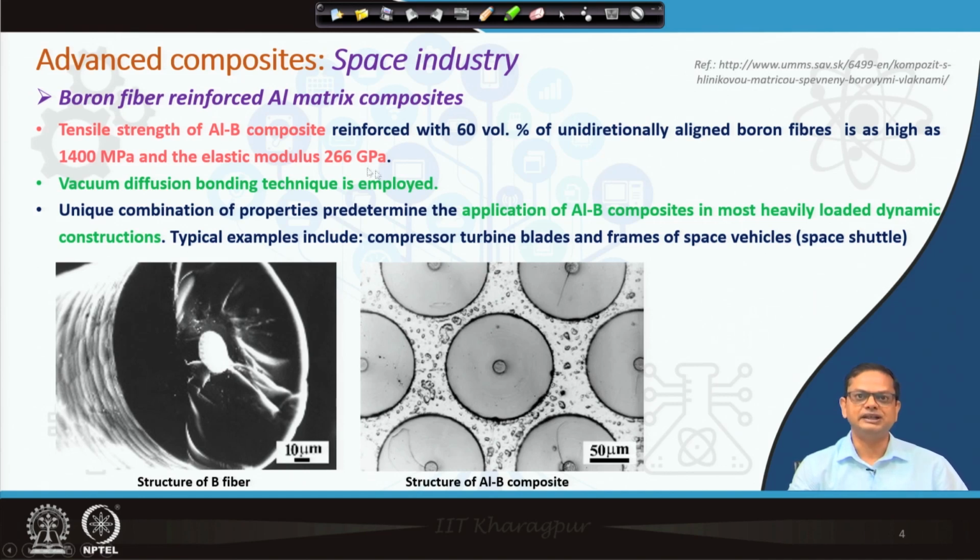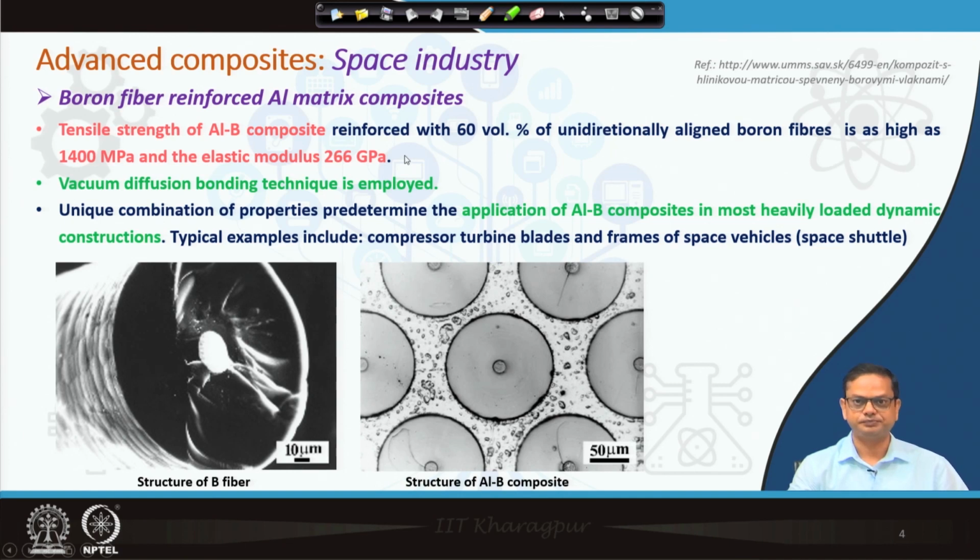You can see what kind of mechanical property we achieve once you reinforce aluminum with boron. What is the modulus of aluminum? In the range of 70 to 72 GPa only. However, when you mix in boron fiber at around 60 volume percent, you see 266 GPa modulus is actually achieved. Similarly, you see a strength of 1400 MPa; an aluminum alloy can never reach this kind of strength.